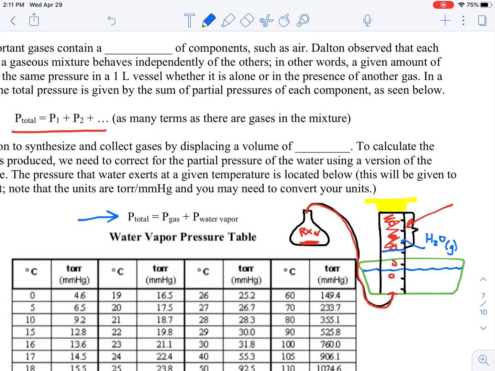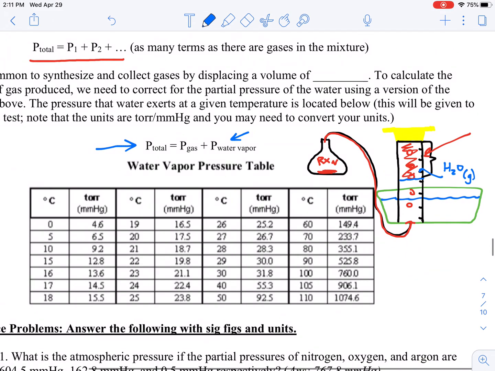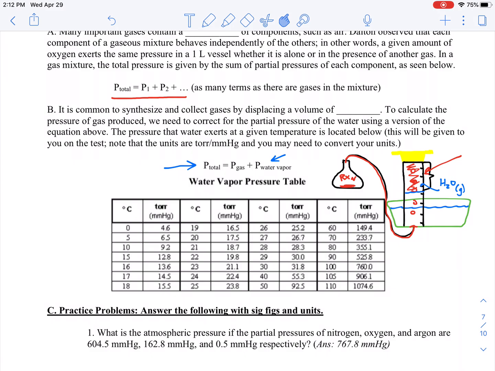It's still total pressure is equal to partial pressures, but one of those partial pressures in our case is water vapor. And it turns out that the partial pressure of water vapor is different at different temperatures. So we've given you this nice table that shows you the water vapor pressure at various temperatures. This is a table that you would be given on a test. You would not need to memorize this, but we'll apply that today. So let's dive into a practice problem.